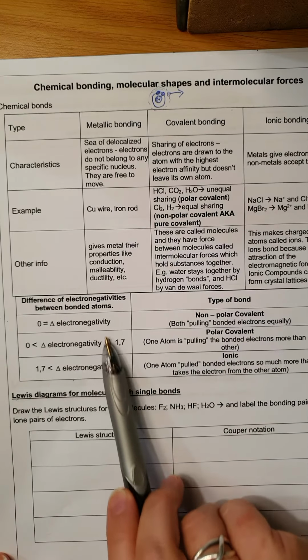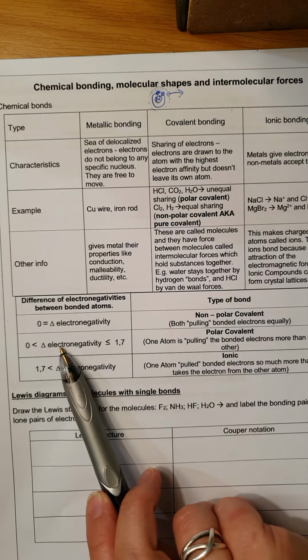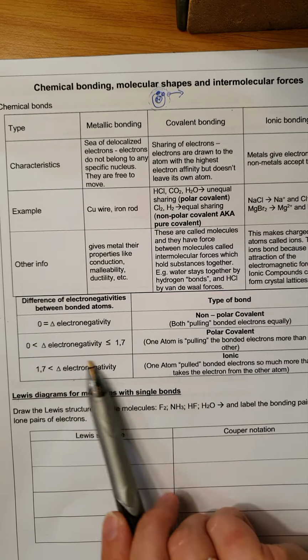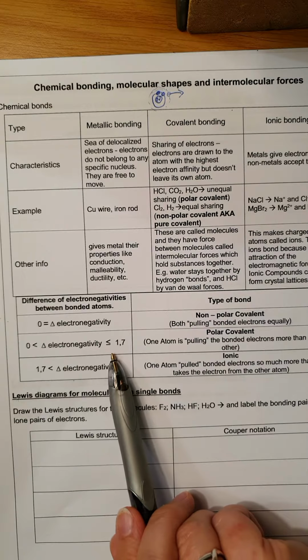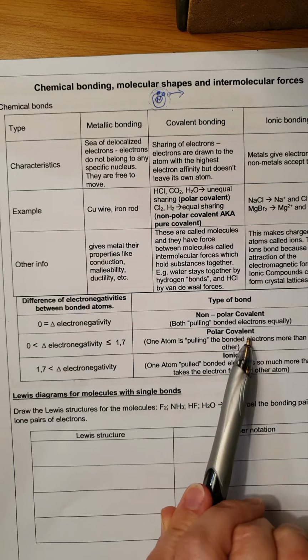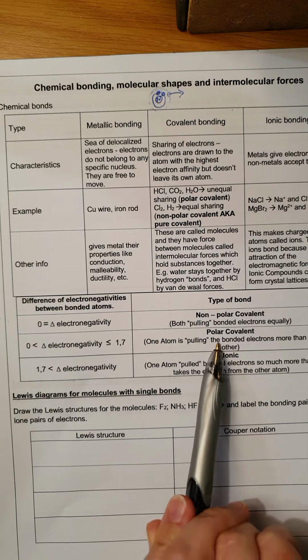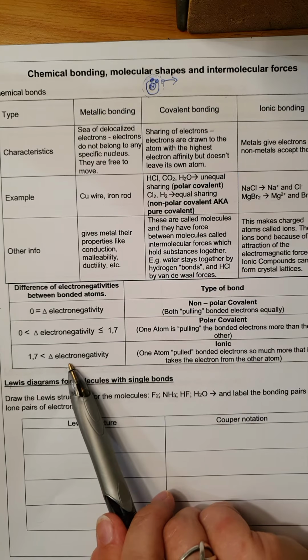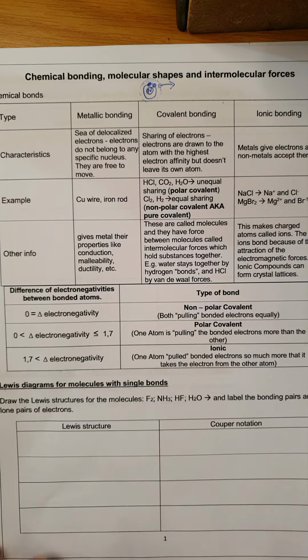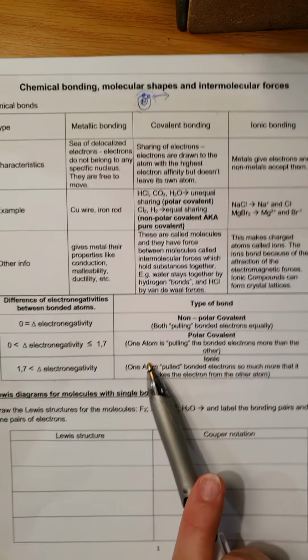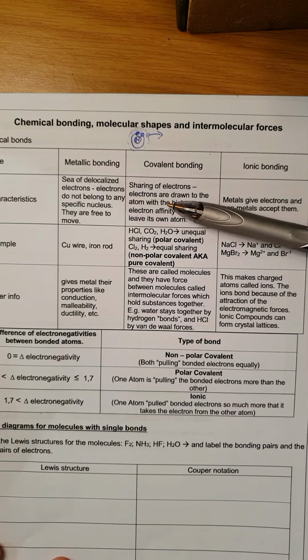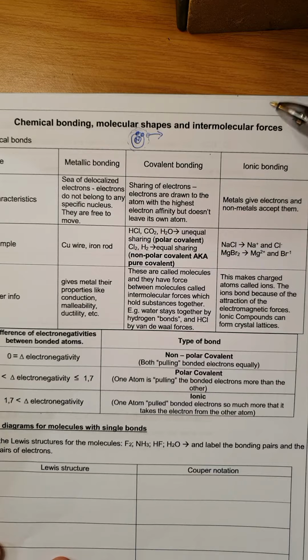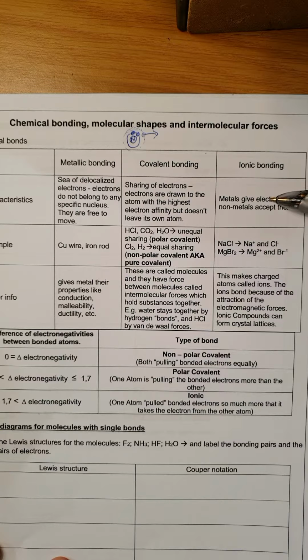If your difference in electronegativity, so higher minus the lower, is greater than 0 and smaller than or equal to 1.7, we then say it is polar covalent. One of the atoms is pulling the bonded electrons more than the other. If your difference in electronegativity is greater than 1.7, it is then ionic. So girls, it doesn't matter if it's metals or non-metals. This is now what overrides that. Remember, covalent is a sharing of electrons. Ionic bonding is the giving and receiving of electrons.